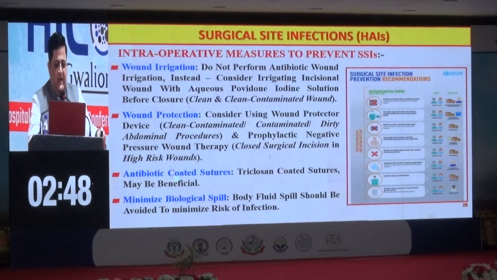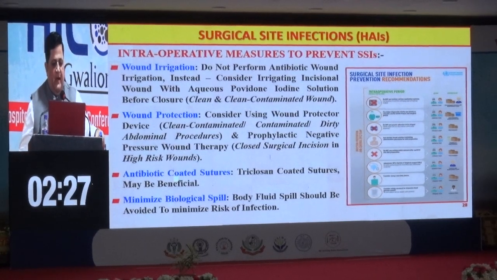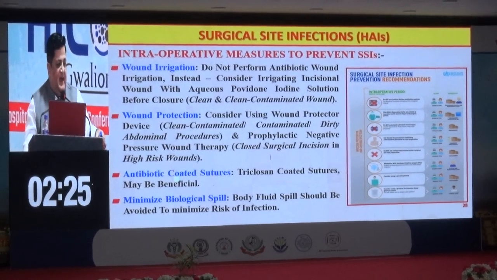Contaminated and dirty abdominal procedures, and prophylactic negative pressure wound therapy in closed surgical incision and in high-risk wounds. You can also use triclosan coated sutures, which are antibiotic coated sutures. They may be somewhat beneficial. Minimize biological spill. Body fluid spill should be avoided to minimize risk of SSI.